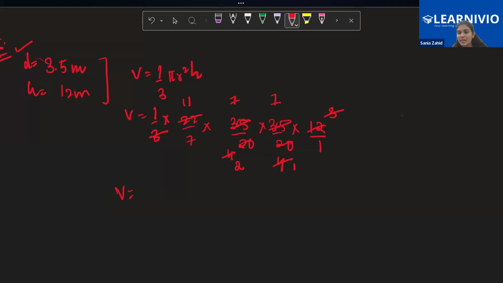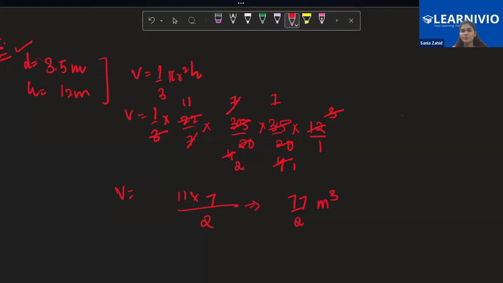Why am I telling this? It does not make any difference if you're not doing it this way, but your calculation becomes neat and in an ordered format, and you will not get confused. So now what all is there in the numerator? 11 into, okay, 7 and 7 cancelled. 7 upon 2. So the answer is 77 upon 2 meter cube.